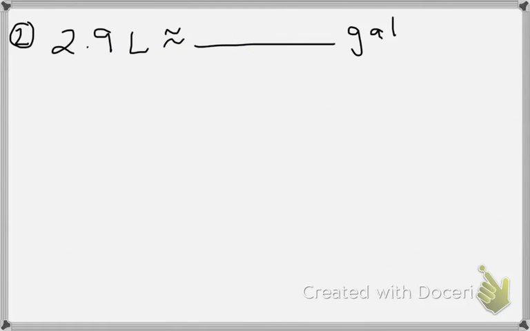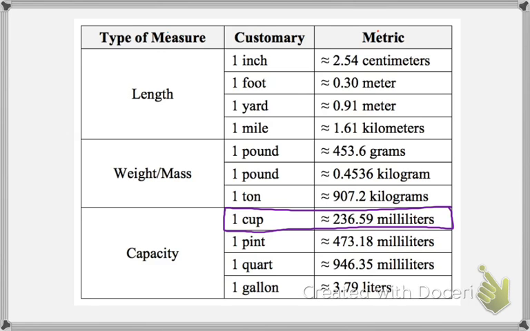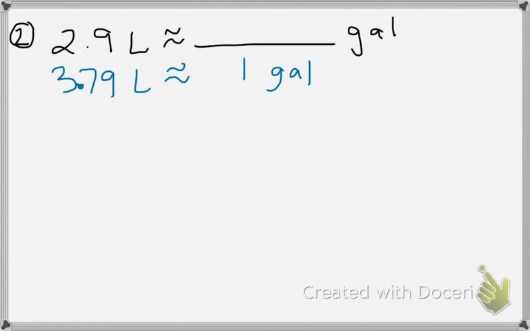Okay, our next one is 2.9 liters is approximately how many gallons? The first thing that we do is go and look at our chart, our table, and find the relationship between gallons and liters. Again, that's another capacity. So 1 gallon is 3.79 liters. I wrote that down for us: 3.79 liters is approximately 1 gallon. That's what we got from that table.